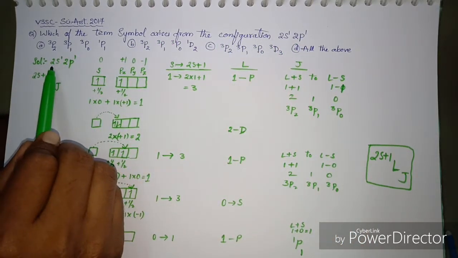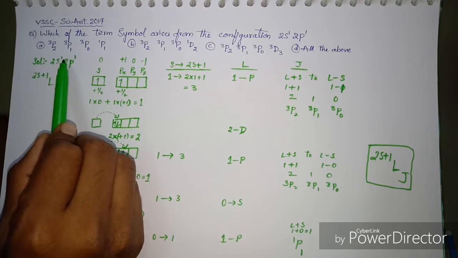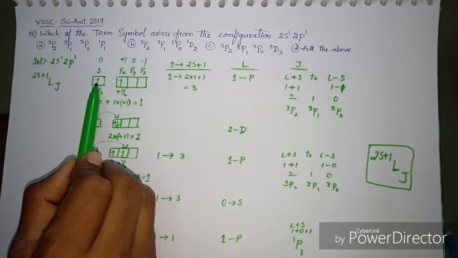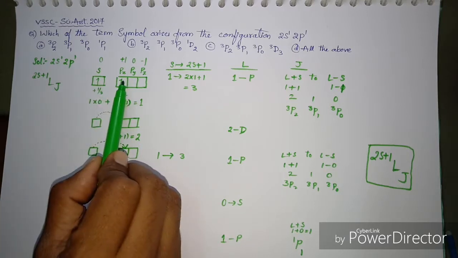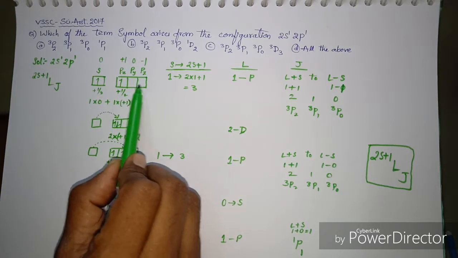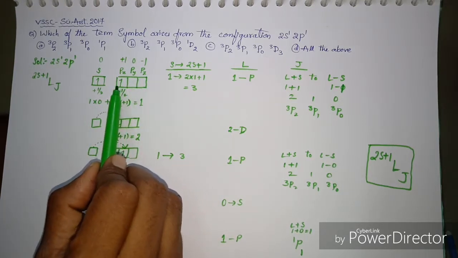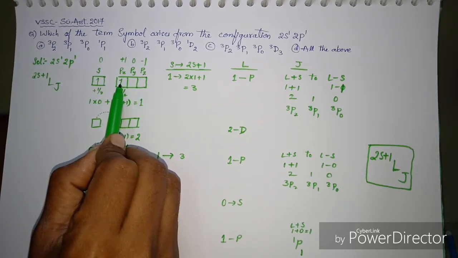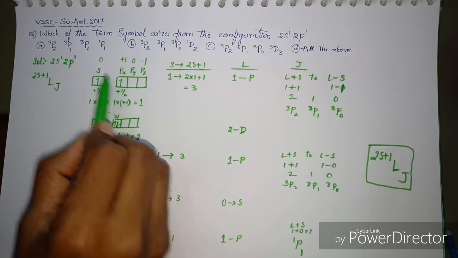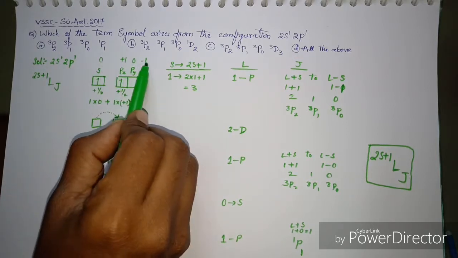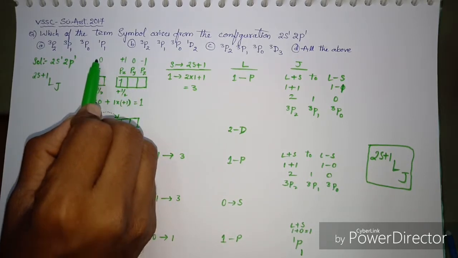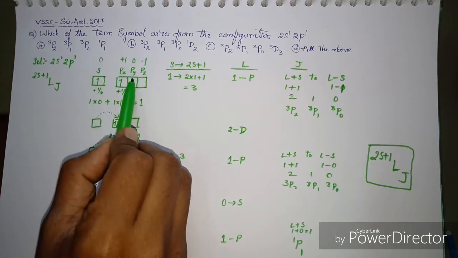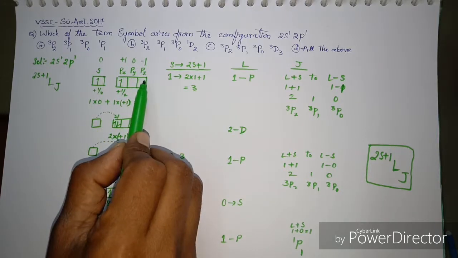Writing here 2S1 and 2P1, so one electron in the S orbital and one electron in one of the three degenerate P orbitals. Here I am representing one electron in the S orbital and one electron in the PX orbital. And if you observe the values here, these are the angular momentum values. For S the value is 0, PX plus 1, PY 0, PZ minus 1.